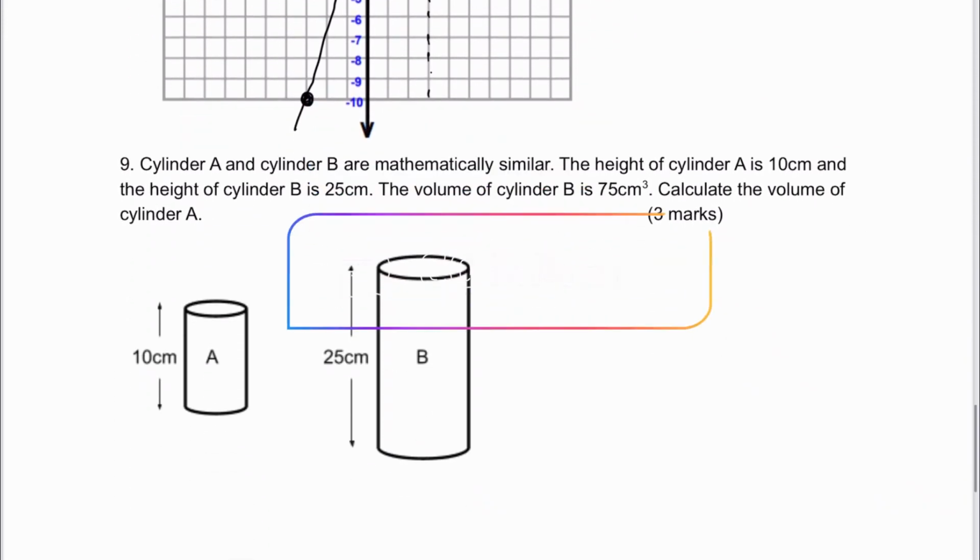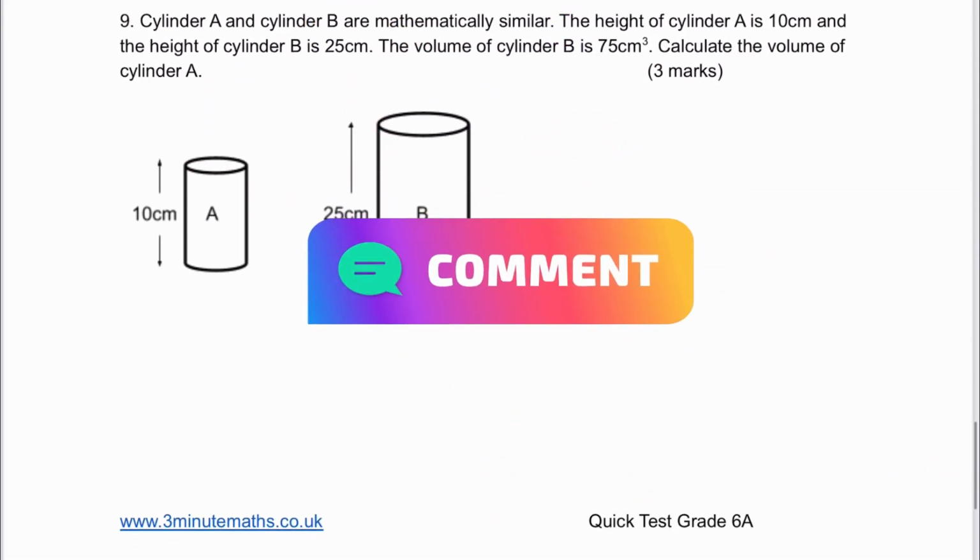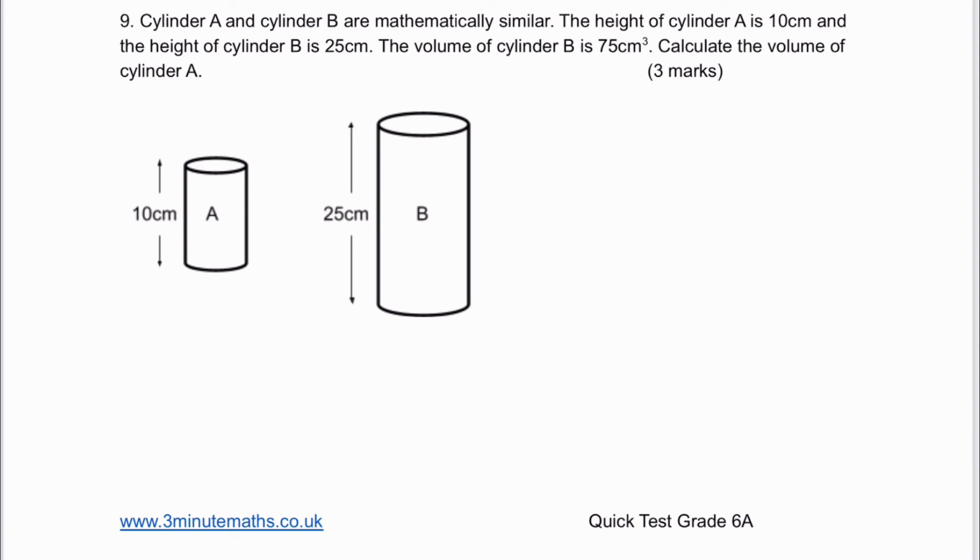Okay, so let's have a look then at question number 9. This again is a grade 6 type question. Well, they all are really. So this is mathematically similar objects. Now really what you're looking for is working out, in this particular case, we've got a linear enlargement of 2.5. So in other words, 25 centimeters is 2.5 times bigger than 10 centimeters.